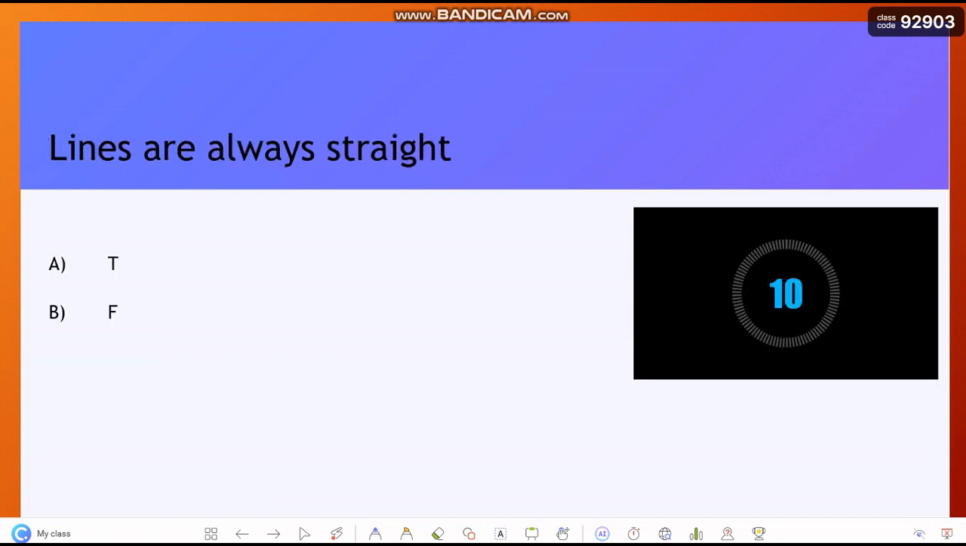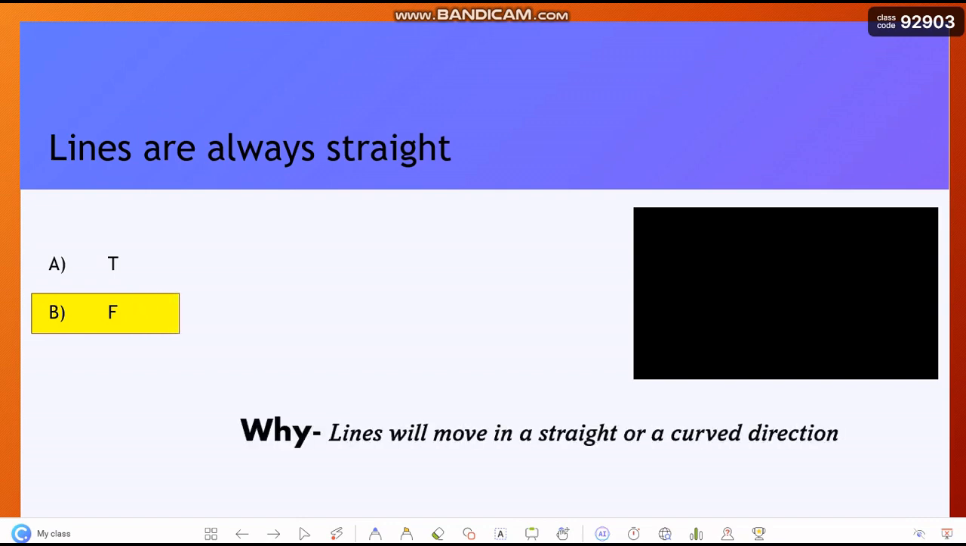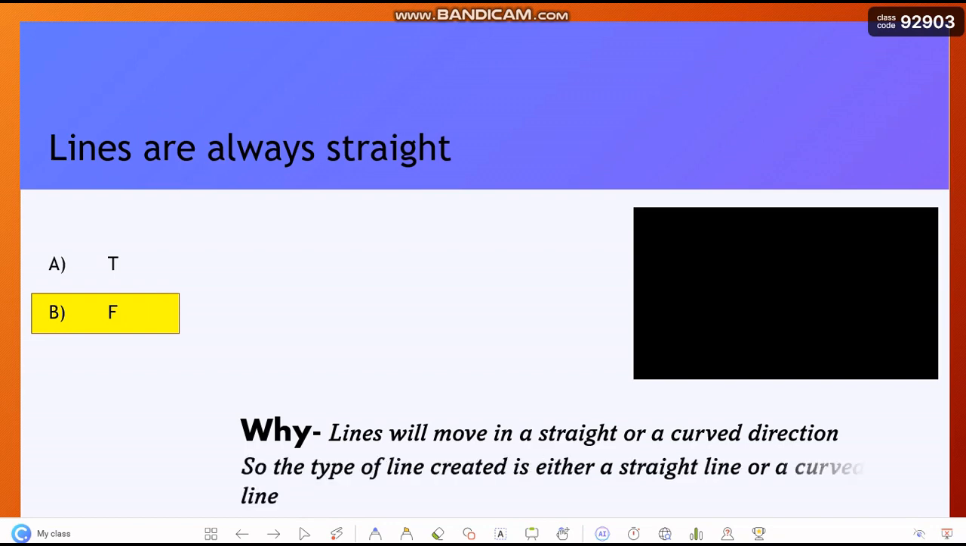So here we are. Lines are always straight. I'm quite sure you should be able to understand this one as we just reviewed when we said types of lines. So the answer here would be false. Lines will move in a straight or curved directions. So it means the type of line that's created might not always be straight.